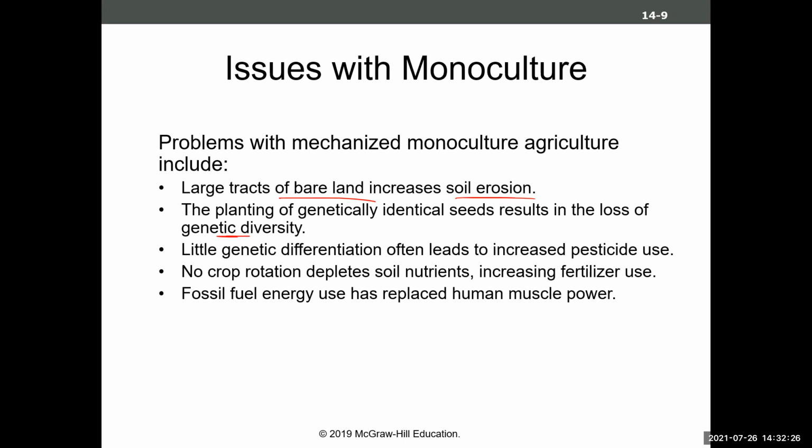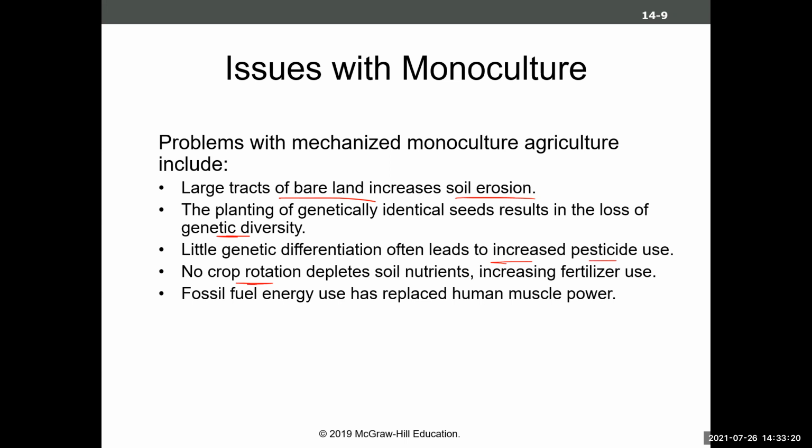What's bad about this loss of genetic diversity is if there is a disease, and say one of your individuals in your field is susceptible to that disease, then your entire field is susceptible to that disease. And if you're using the same seeds in all of your fields, then that whole crop that you have is susceptible to a specific disease. And there's no variation in those individuals to allow for resistance to be there. So if one is susceptible, then all of your crop is susceptible. So that loss of genetic diversity is really big if something like that happens. And the little genetic differentiation also means you have to use increased pesticides because of that factor.